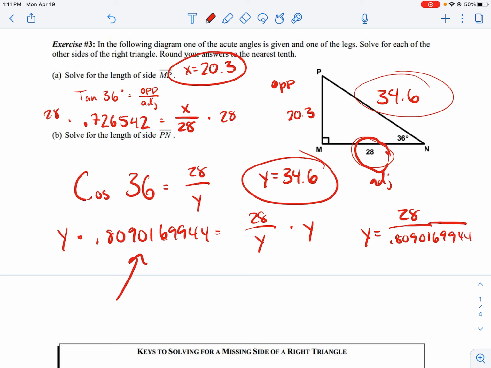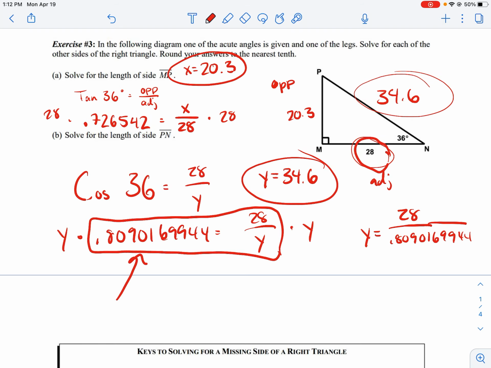And that would be the length of the side that we would need to create this ratio right here. If you check it out, 28 divided by 34.6, we get just about that number on the left, which is the ratio you get from the adjacent side over the hypotenuse of a right triangle with acute angle 36 degrees.